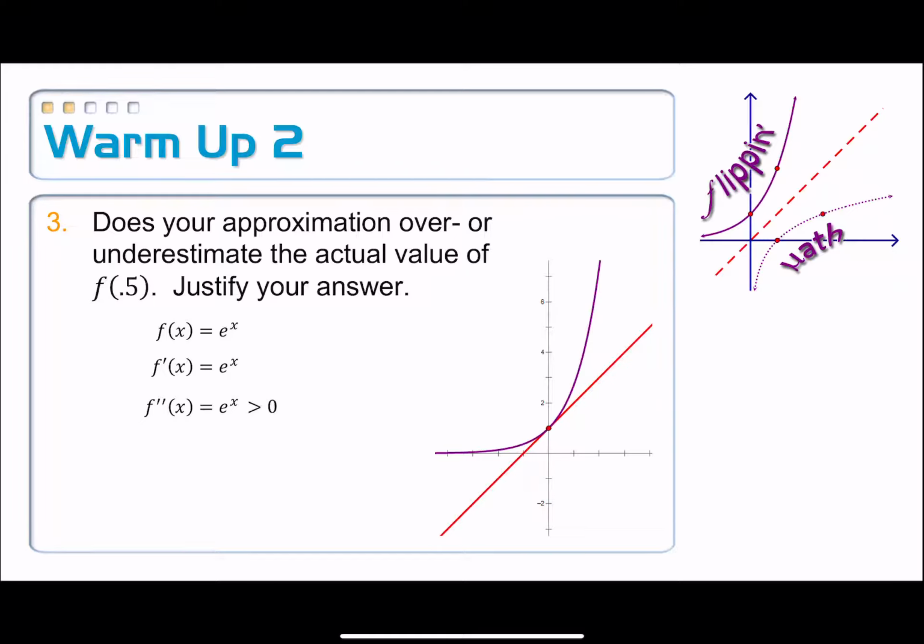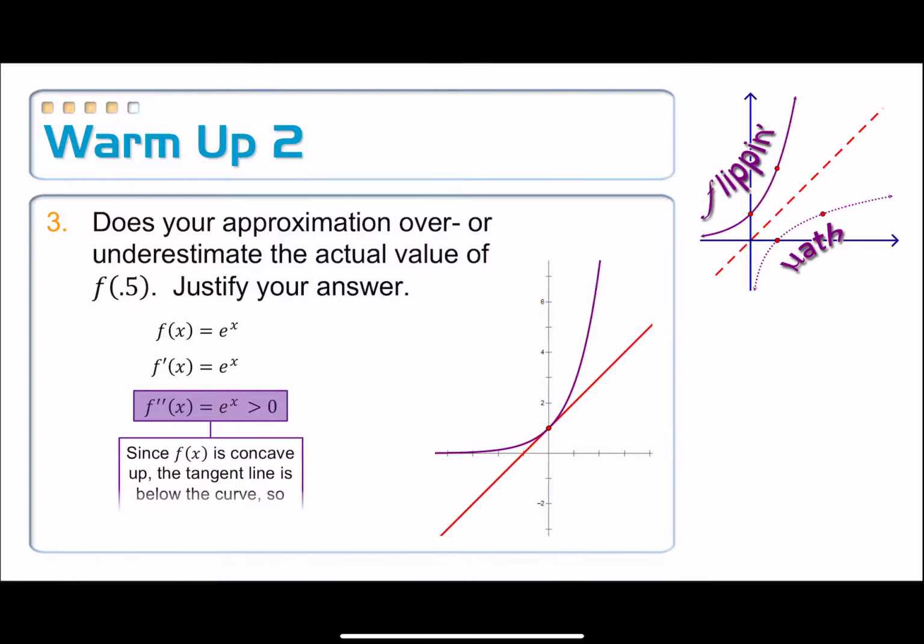So no matter what, the second derivative is always positive, which means that your original function, no matter what, is concave up. If your function is concave up, then the tangent line has to appear below your function, and it's going to under-approximate the value of your function at any particular value.